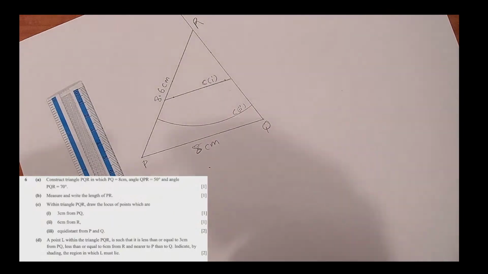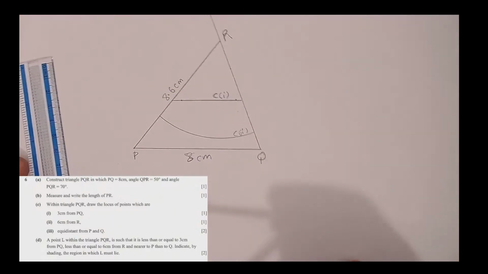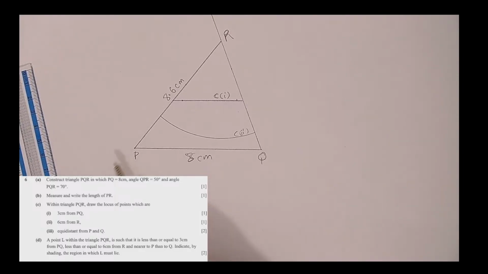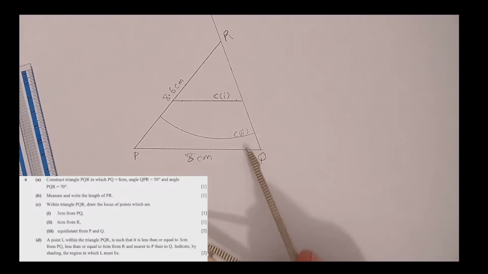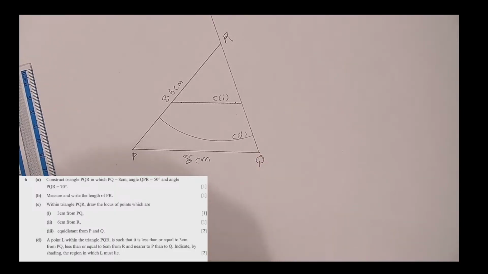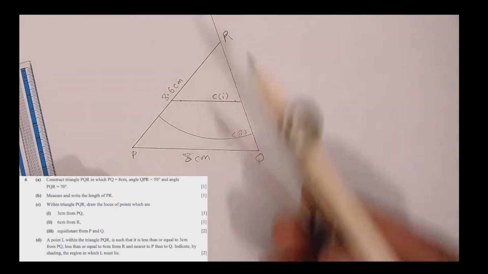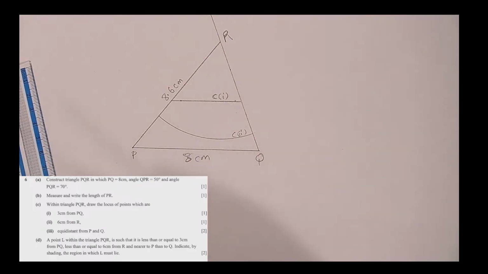All right, then the next question says we want the locus of points which are equidistant from P and Q. So when you say equidistant from P and Q, you just want to bisect or divide PQ in half, right? To divide PQ in half.